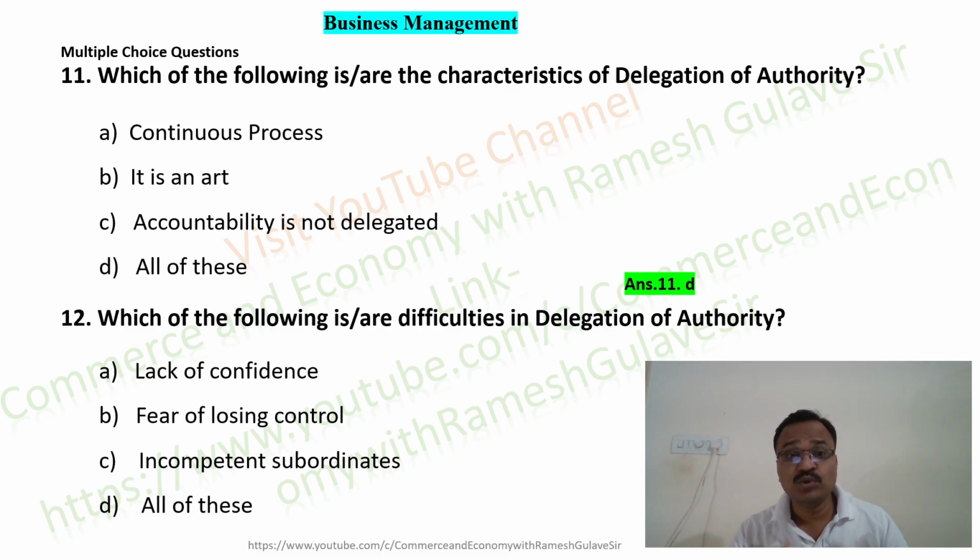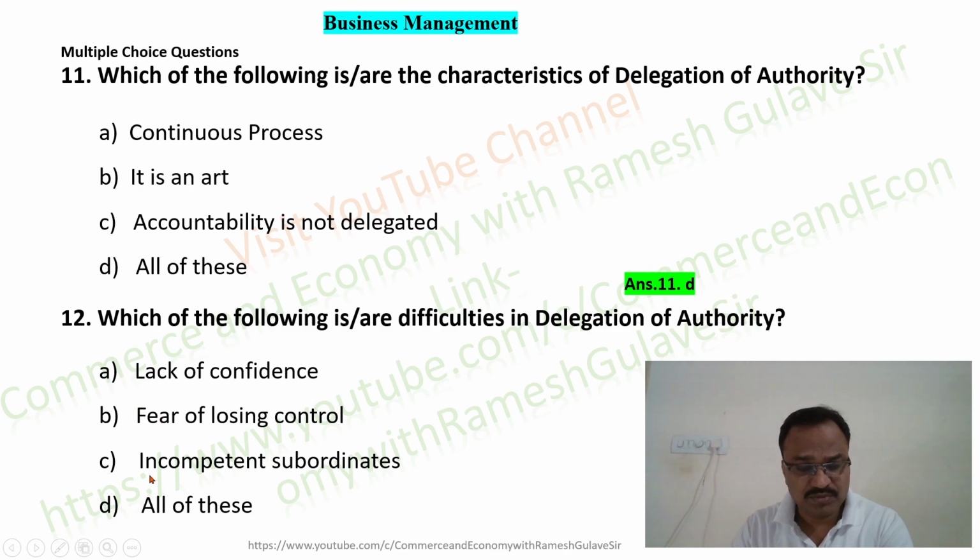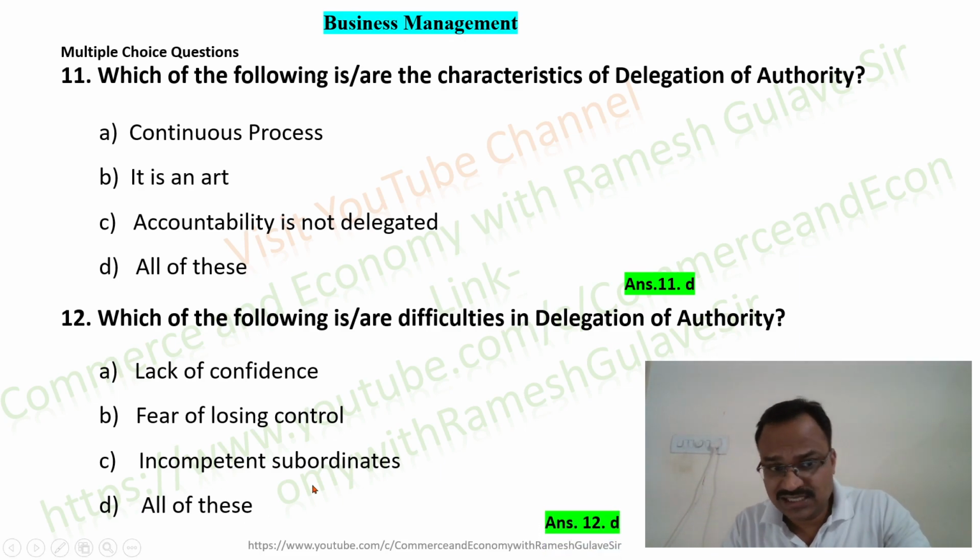The second option is fear of losing control. Yes, this fear of losing control is in the mind of the superior. The superior may feel that if I delegate my authority to the subordinate, then there is a possibility of losing control of all the resources. So this fear is in the mind of the superior. The third option says incompetent subordinates. Yes, sometimes subordinates are not competent, they are not experienced, or they don't have that kind of skill. So see friends, basically all three of these options are difficulties in the process of delegation of authority. So here option D, that is all of these, is the right answer.